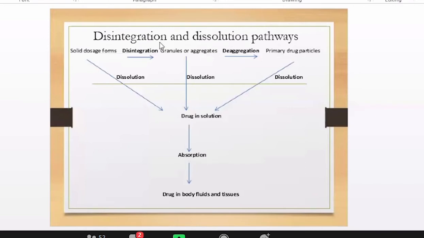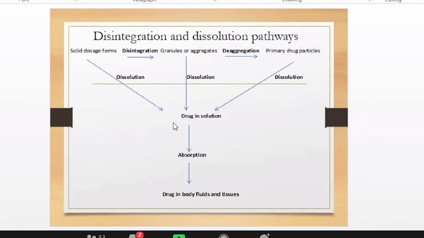Okay, so this disintegration is where you are going to be producing granules or aggregates, small particles from the solid dosage forms. And then there's going to be deaggregation into primary drug particles. At this point, you have dissolution taking place. That is, the drug is now getting into solution. There's also a possibility that the drug can convert into a solution straight from the solid dosage form. But this is limited to the drug particles that are on the surface of the tablet.